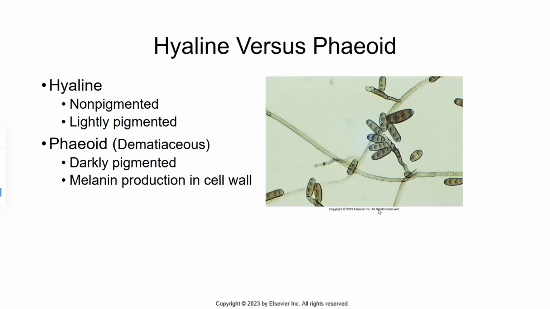Hyaline versus phaeoid. Hyaline is non-pigmented or lightly pigmented. Phaeoid, also known as dematiaceous, is darkly pigmented, and that's due to melanin production in the cell wall. That dark pigmentation can help prevent UV damage in the cell, so it's important to have that pigmentation, especially if it's going to be a fungus that grows out in the environment.